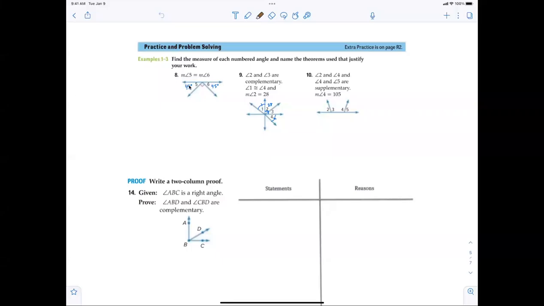Okay. Did we do 10 yet? No. All right, so here we go on 10. Angle 2 and angle 4, and angle 4 and 5, are supplementary. Angle 4 is 105 degrees.